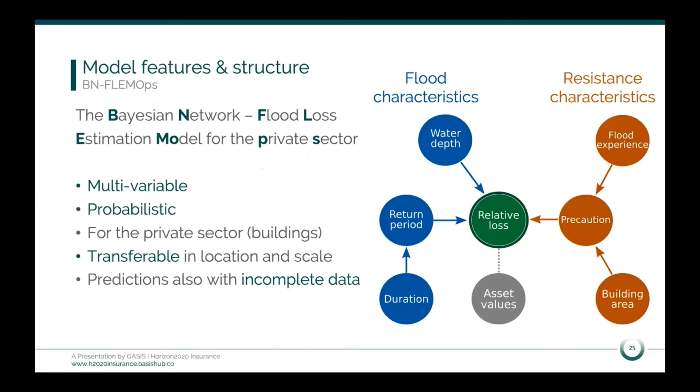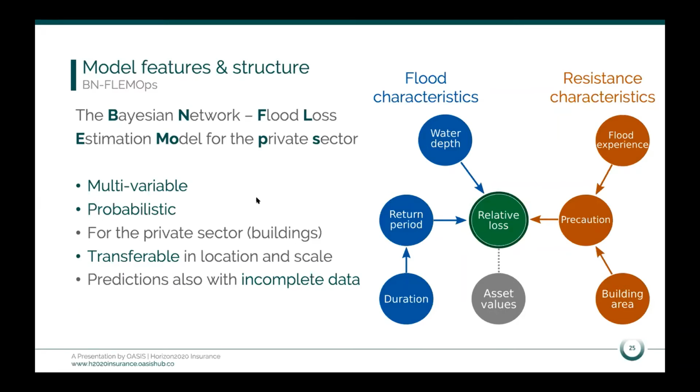I will now focus on the residential fluvial flood loss model to explain a little bit about the details of this model. I think there's not enough time to cover all the models in detail, but I want to give you a flavor of what these models are able to do. These models are multi-variable models. They use a number of different input variables to estimate the relative loss. We have a couple of descriptors that characterize the flooding intensity. Among them are water depth, return period, and inundation duration at a certain location.